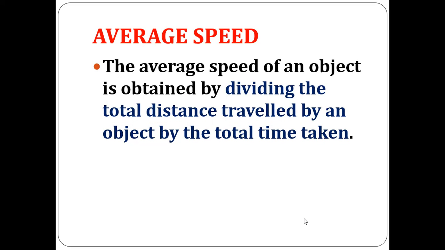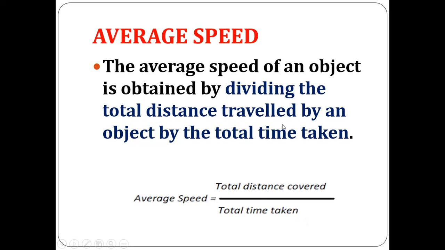Now, what is meant by average speed? How can we calculate average speed? The average speed of an object can be obtained by dividing the total distance covered by the total time taken. We have to divide the total distance travelled by an object by the total time taken.